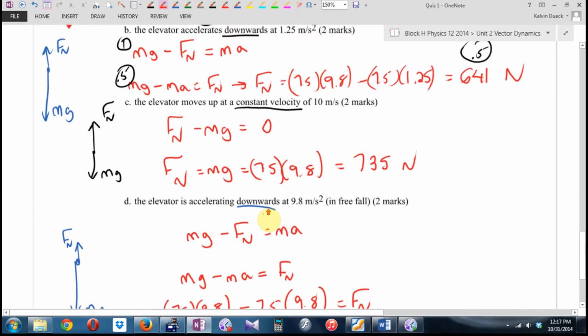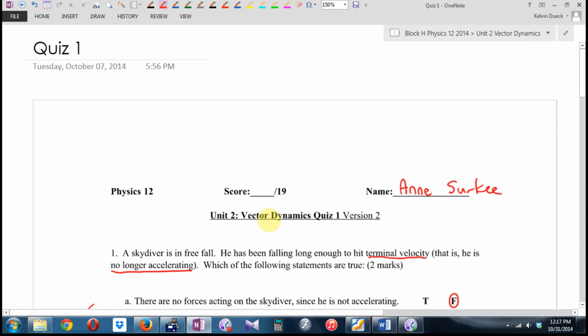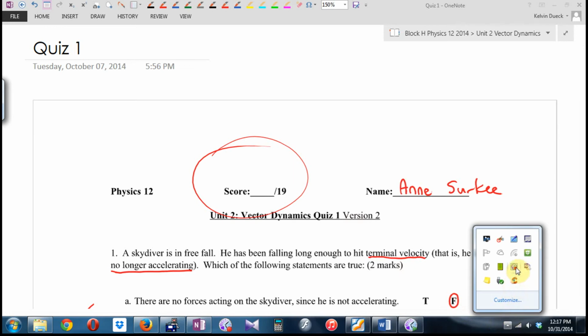Can you give yourself a lovely score, please, out of 19 on the top of the quiz? Any lawyering with me? Now is the time.